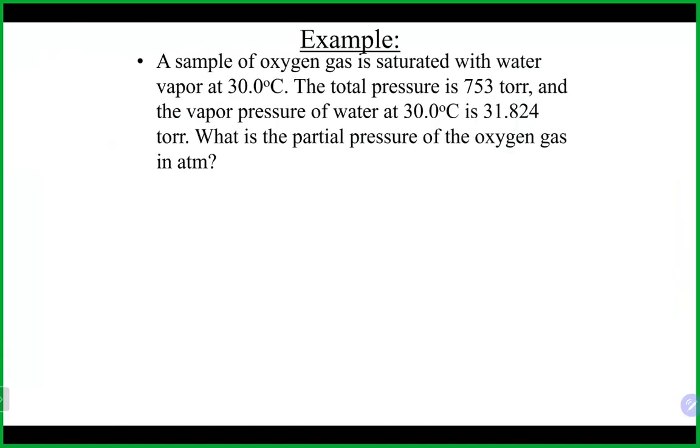So let's take a look at this one here together. A sample of oxygen gas is saturated with water vapor at 30 degrees Celsius. The total pressure is 753 torr, and the vapor pressure of water at 30 degrees is 31.824 torr. What is the partial pressure of the oxygen gas? Once again, there's the key terminology I'm looking for. It says it is saturated with water vapor. So that is the key, that basically you collected that gas over water.